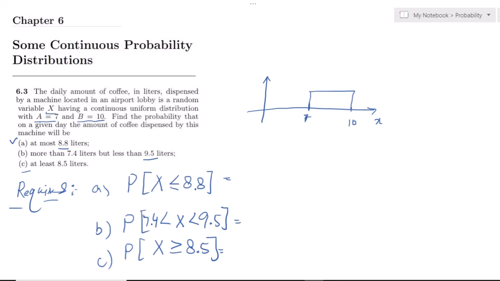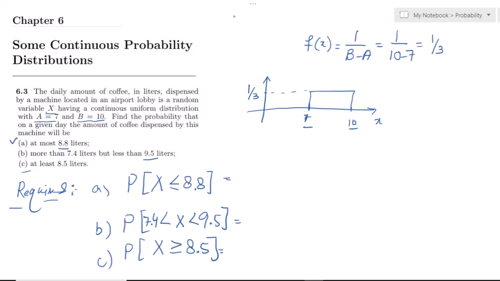8.5 liters. We have also solved a question like this one in our previous video, which was 6.2, and we used two methods. The first method used the f of x, which was 1 over b minus a, which is here 10 minus 7, because b is 10, a is 7, so it would be 1 by 3, means f of x is 1 by 3. But here we have different quantities, and the first one is 8.8, so the higher limit here is 8.8 while the lower limit here is 7.